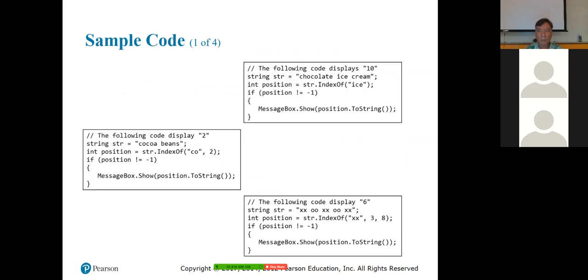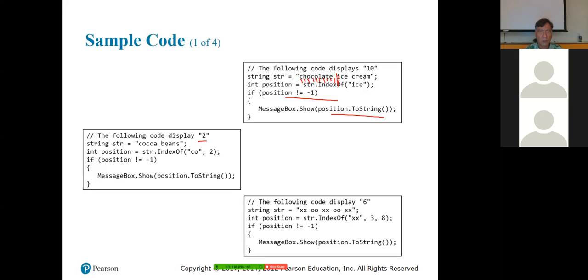So the following code displays 10 because you're looking for the index of ice. 0, 1, 2, 3, 4, 5, 6, 7, 8, 9, 10. Yes, this is correct. So if the position is not equal to -1, then it found something, and it'll display where it is.